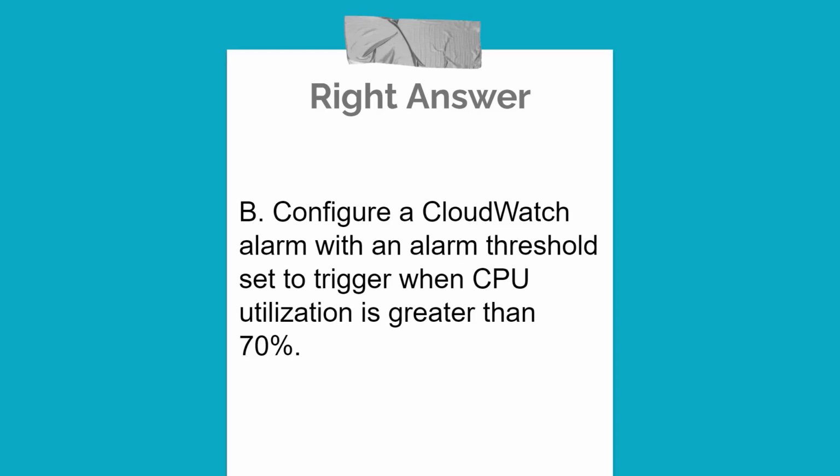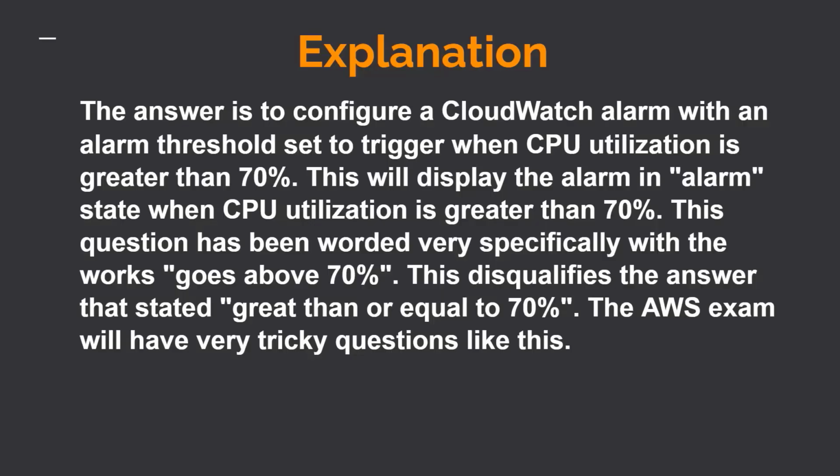Explanation. The answer is to configure a CloudWatch alarm with an alarm threshold set to trigger when CPU utilization is greater than 70%. This will display the alarm in alarm state when CPU utilization is greater than 70%. This question has been worded very specifically with the words goes above 70%. This disqualifies the answer that stated greater than or equal to 70%. The AWS exam will have very tricky questions like this.